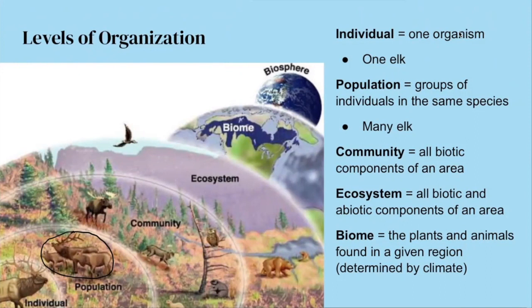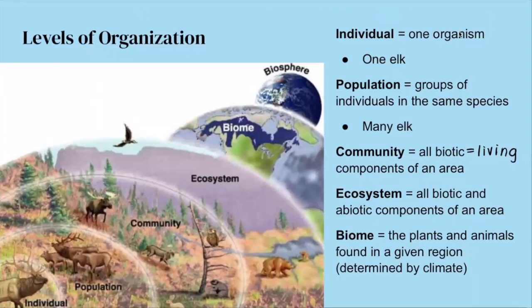Then next we have a community. That's the next level of organization. That's a little bit more complex than a population. This is all the biotic things. And let me remind you, biotic equals living. So all the living components of an area. So in this community right here, we have moose, we have maybe a bobcat, we have an owl, other organisms, and we also have trees, other plants. So these are all living things living in the same community or a part of the same community.